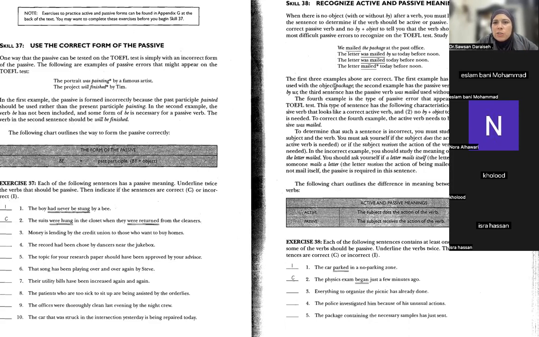Okay, the first three examples above are correct. The first example, this one over here, has the active verb, mailed. This is an active verb, okay? Used with the object, what? The package. The second example, the letter was mailed, has the passive verb. This is passive, was mailed, right? With by us, here it is, to help me.